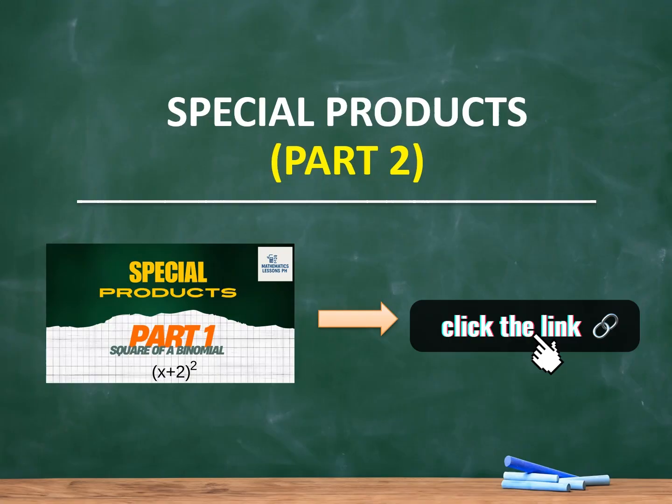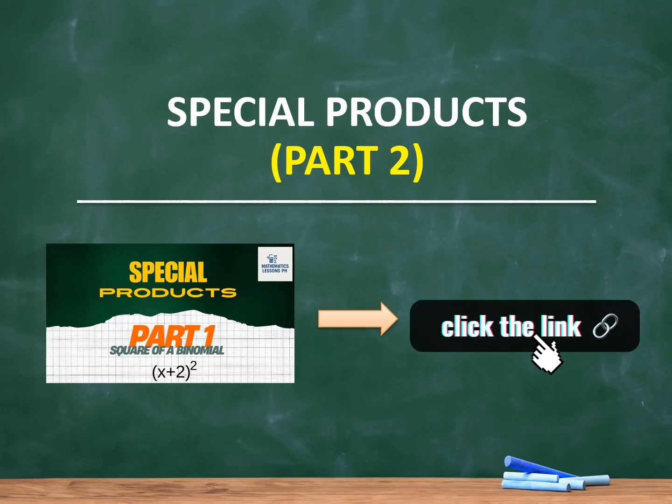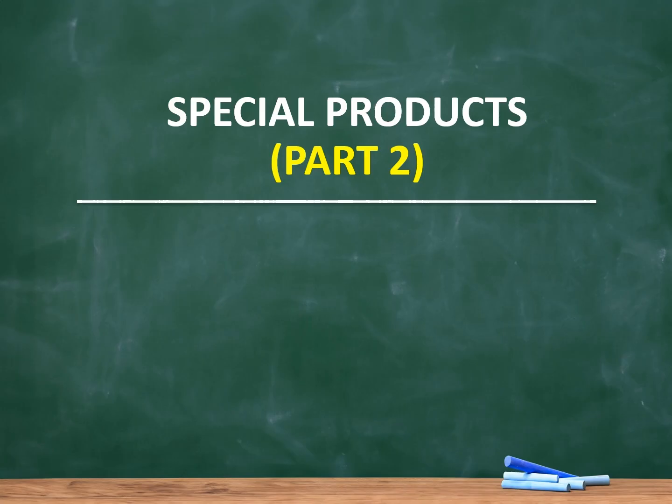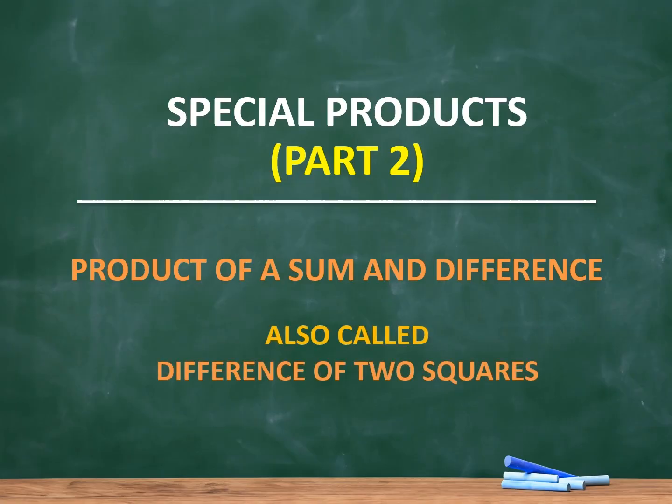Just a short review. In part 1, we talked about the square of a binomial. If you haven't seen that video, don't worry. I will put the link to that video in the description below. For this lesson, which is part 2, we will talk about the product of a sum and difference, also called the difference of two squares.